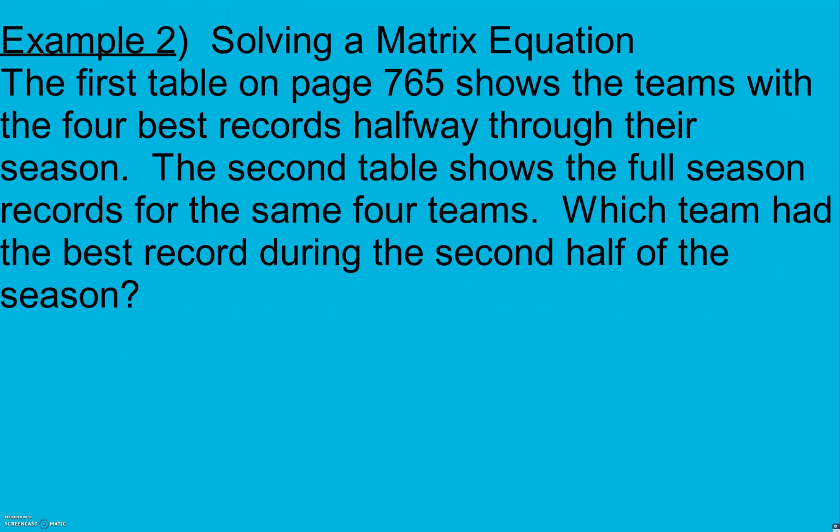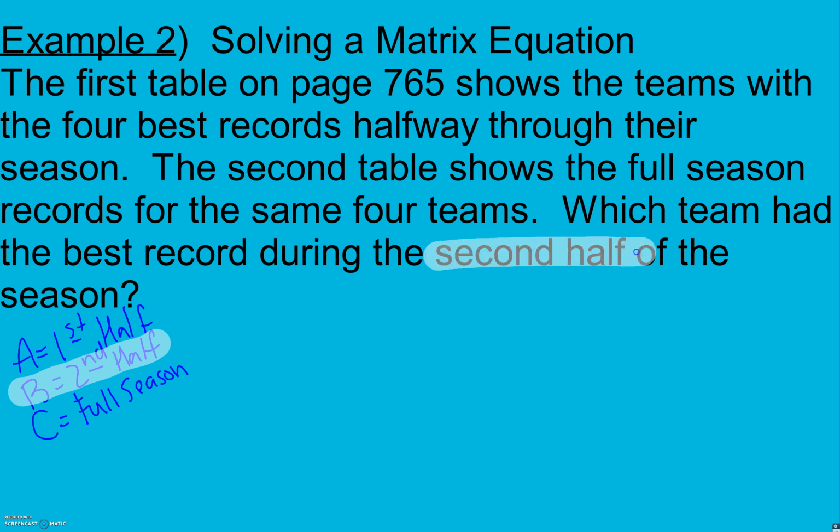So we have matrix A is our first half, and matrix, I'm going to go with C for the full season. Again, we can label these however we want. We need to know what was the second half. And this right here is the one that we're looking for during the second half. So we're going to take a matrix A plus B to get C. First half plus second half gives our full season.